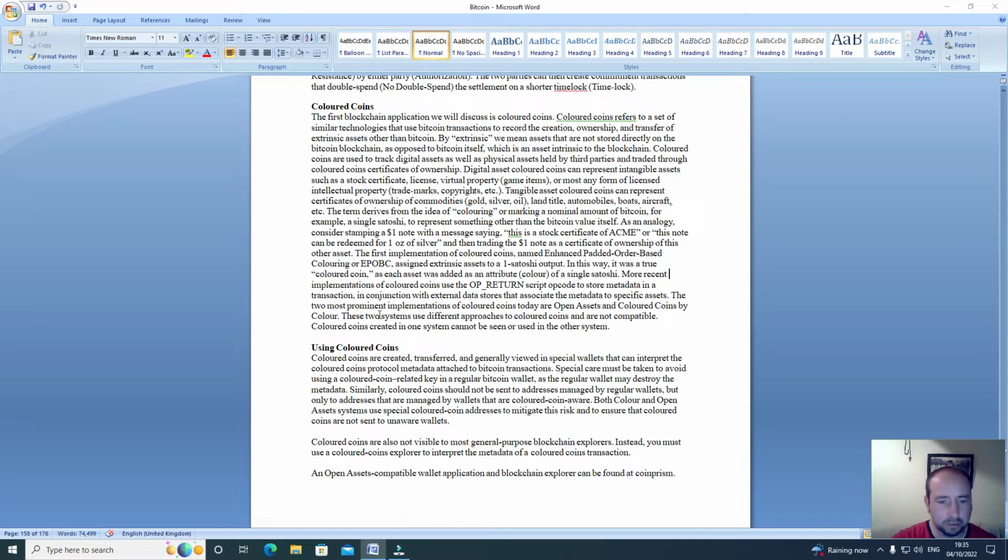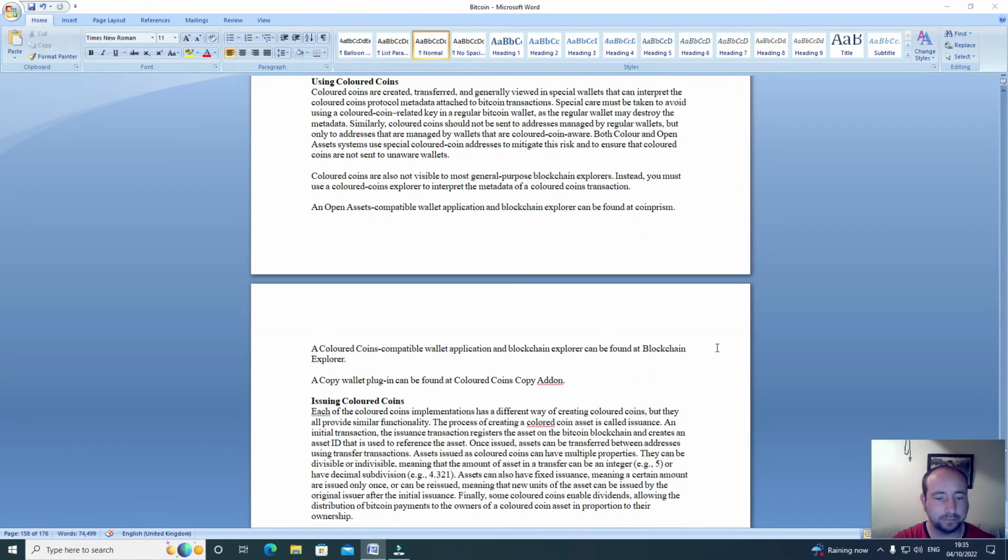The two most prominent implementations of colored coins today are Open Assets and Colored Coins by Colu. These two systems use different approaches to colored coins and are not compatible. Colored coins created in one system cannot be seen or used in the other system.